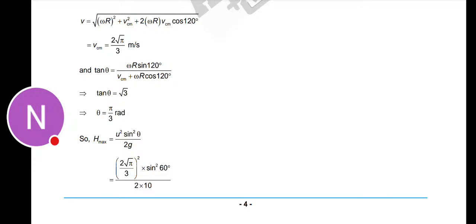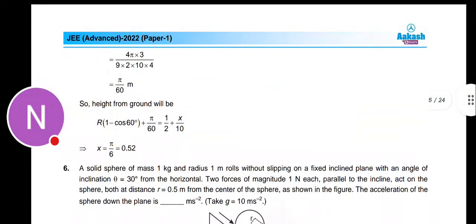So h max is equal to u² sin²θ by 2g. Therefore it is equal to (2√π/3)² into sin² 60 degrees by 2 into 10. Finally, if you multiply, you get π/60 meter.